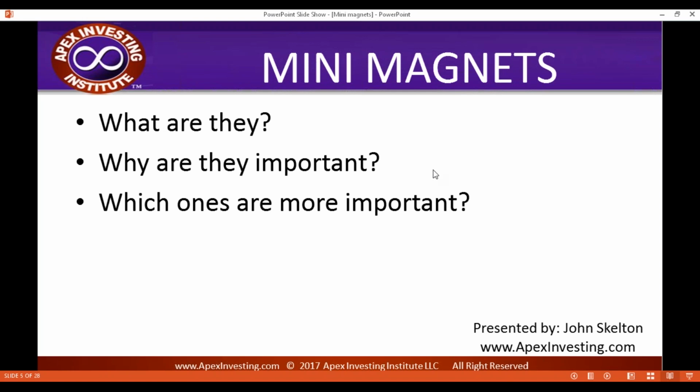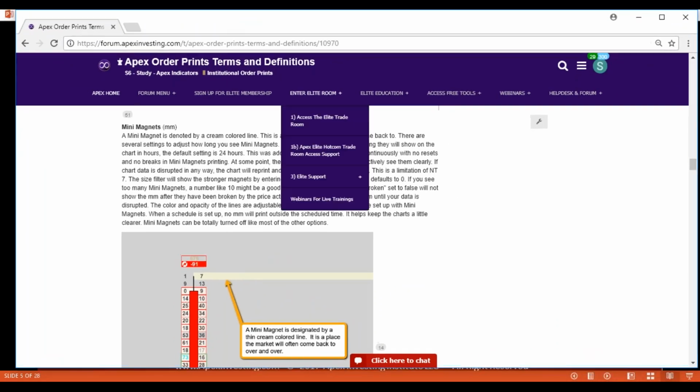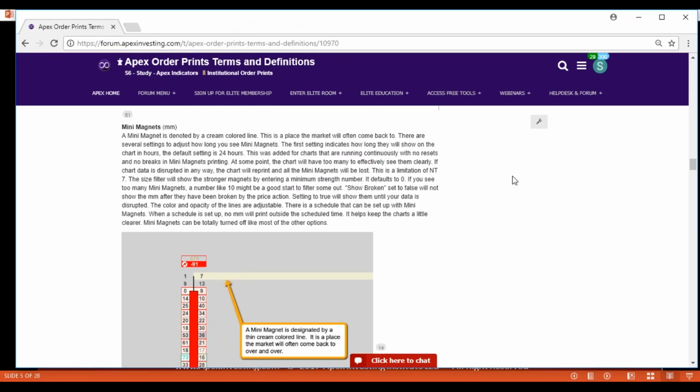All right. Over the next advanced training courses here, we're going to kind of focus and hone in on certain things and keep building on our foundation. You've heard a little bit about mini magnets. What are they? Well, let's start right here in the forum area. A mini magnet is denoted by a cream colored line. This is a place the market will often come back to.